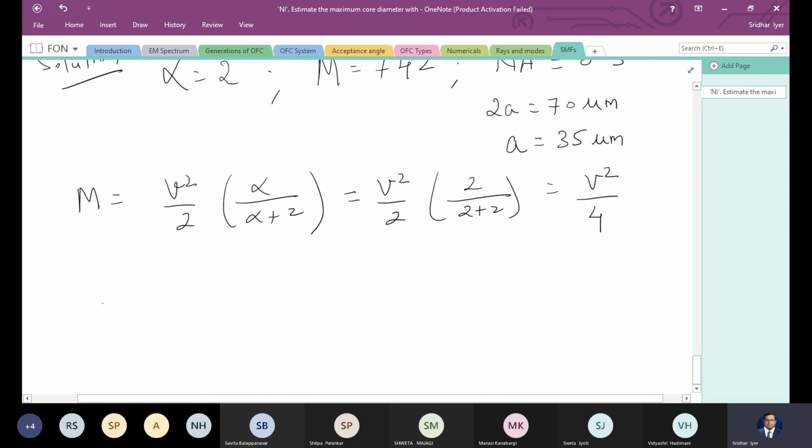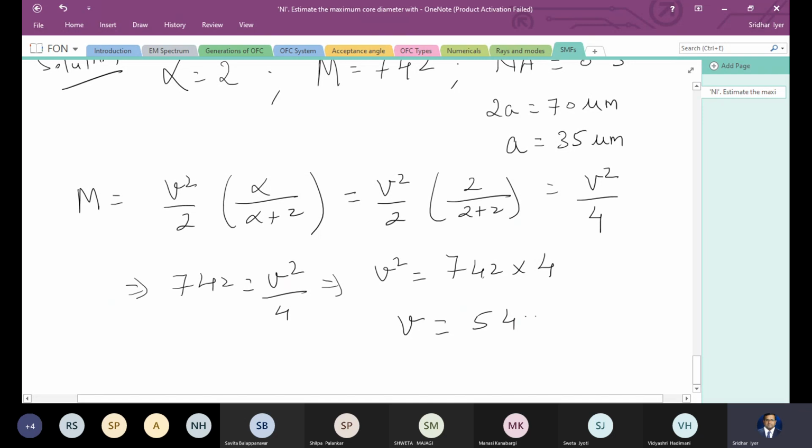Right? We are also given the number of modes, which is 742. So which implies 742 will be V square by 4, which implies V square will be 742 into 4. Therefore, V is around 54.4. So from all this information, we are able to calculate the value of V.